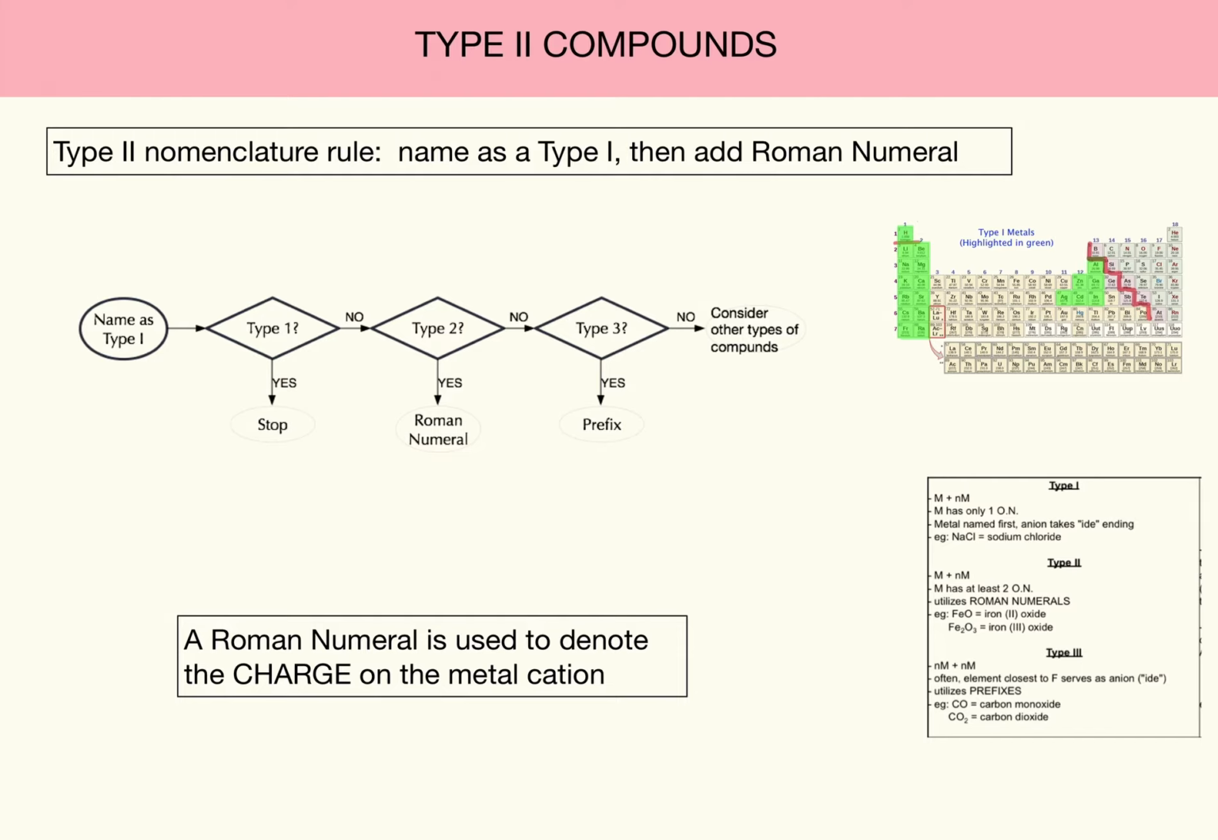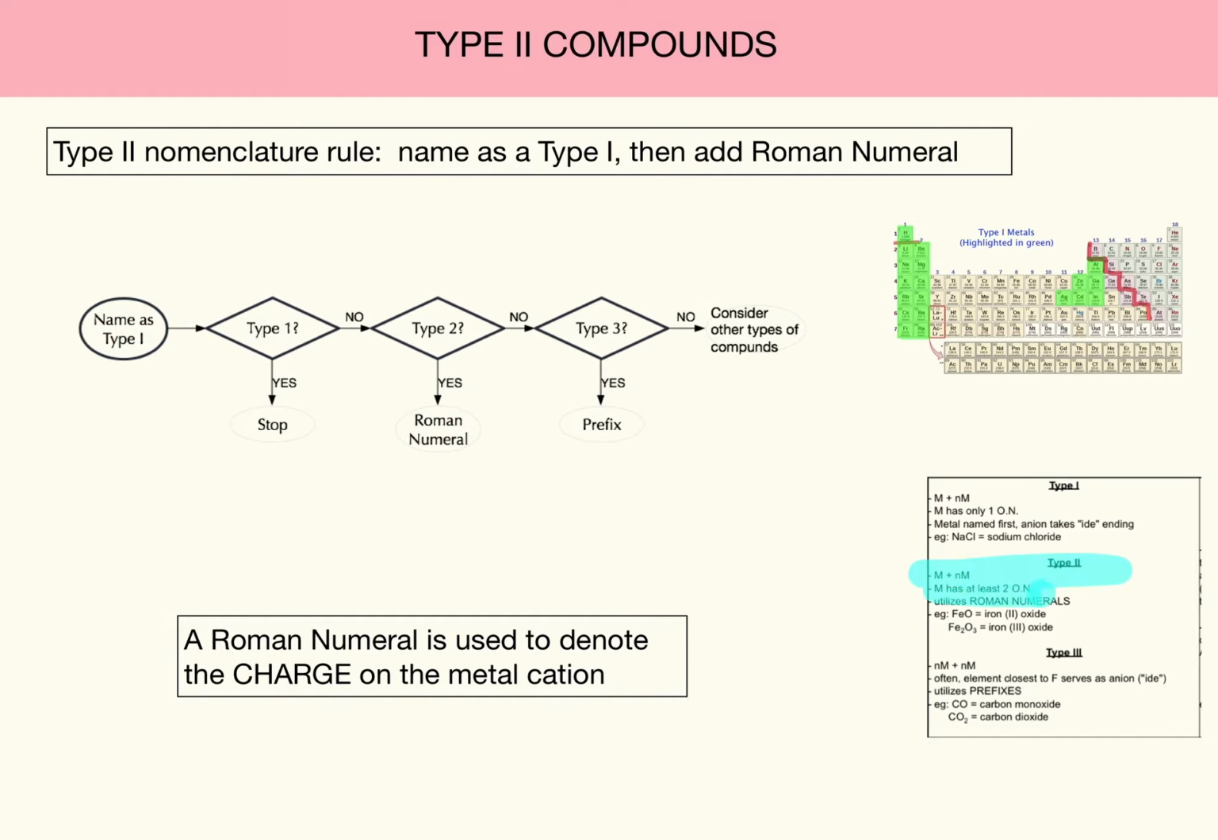The way we name type 2 compounds is to first name them as a type 1 and then add a Roman numeral. Schematically, we name it as a type 1. We check to see if it's a type 1 molecule or a type 1 metal. And if we come up with the answer no, we then check to see if it's a type 2 compound because it bears a type 2 metal. If the answer is yes, we simply take the type 1 name and add a Roman numeral.